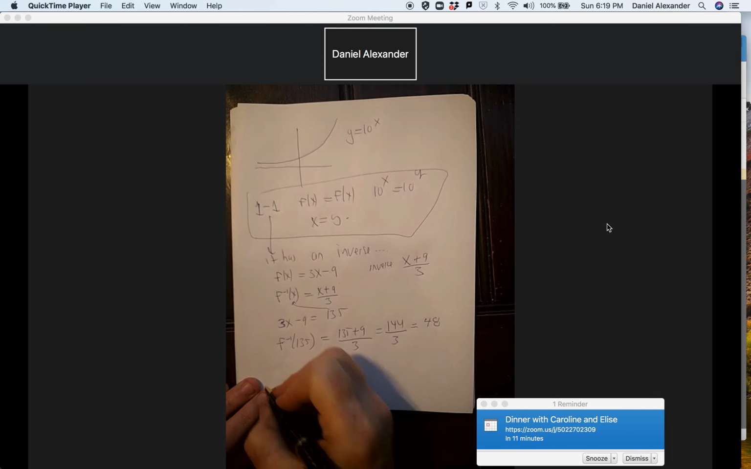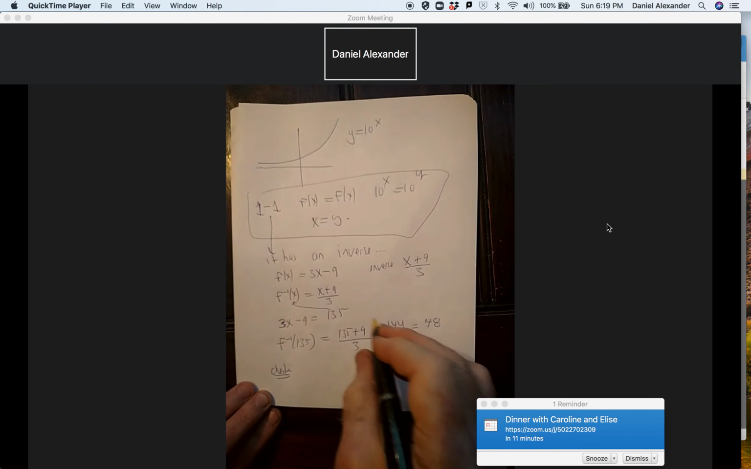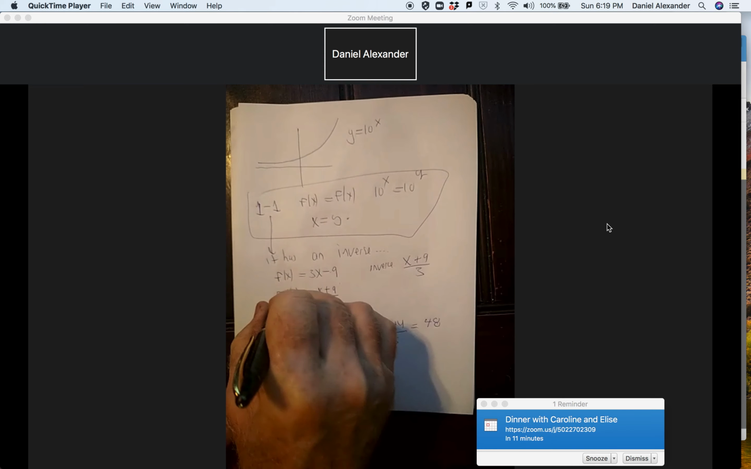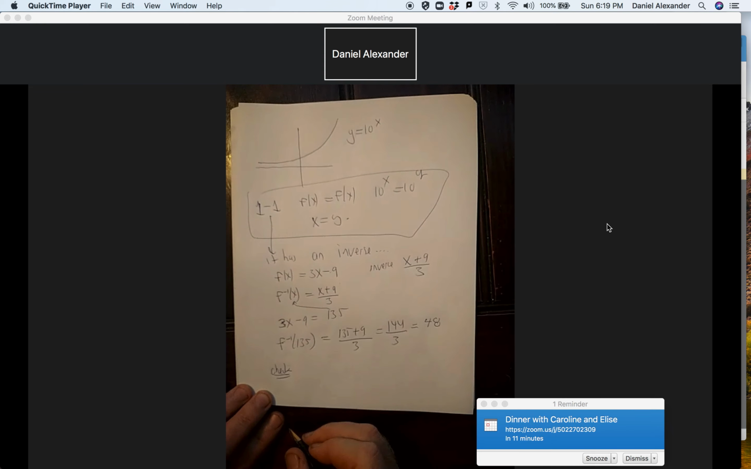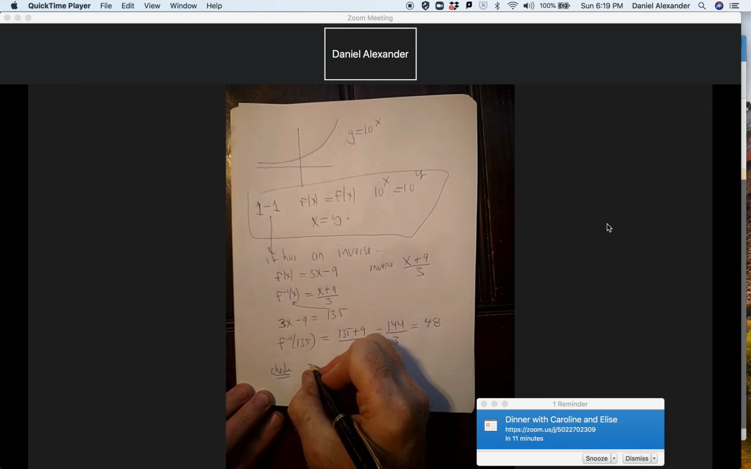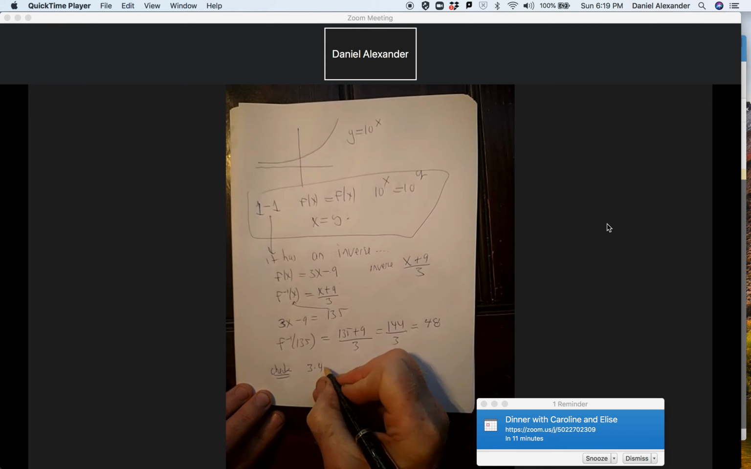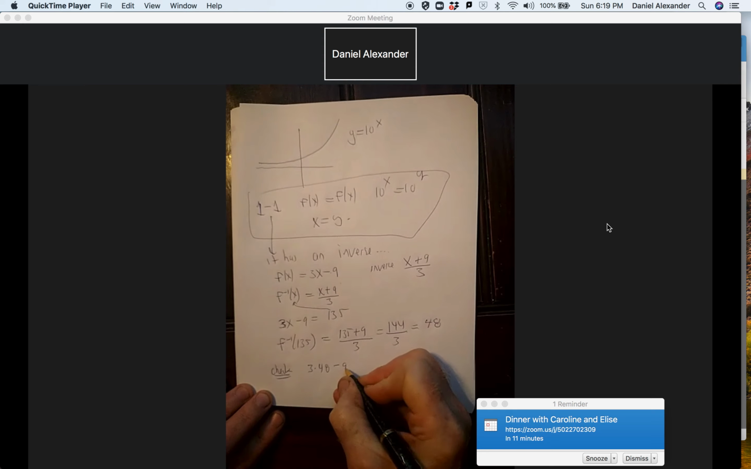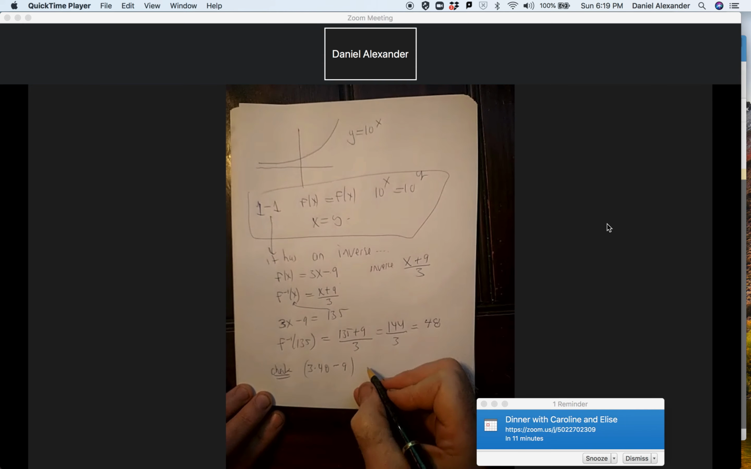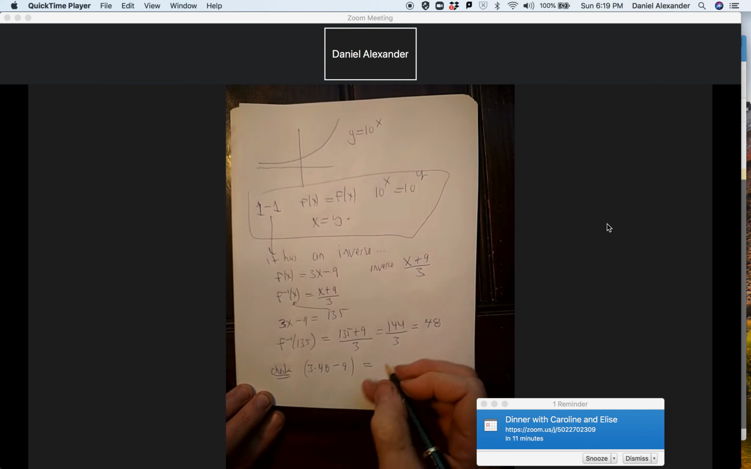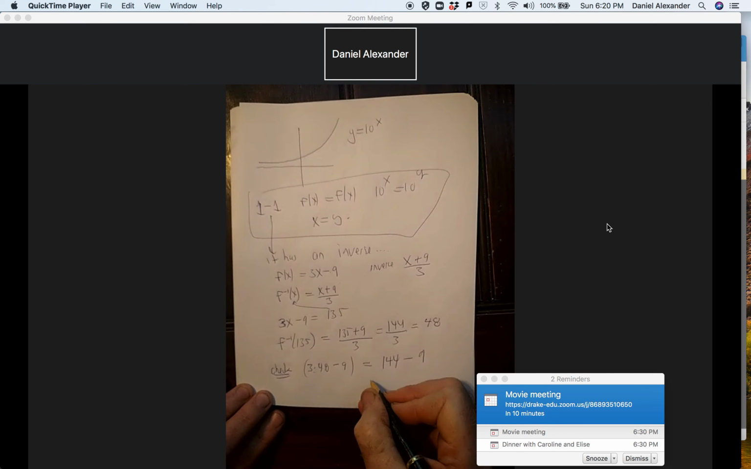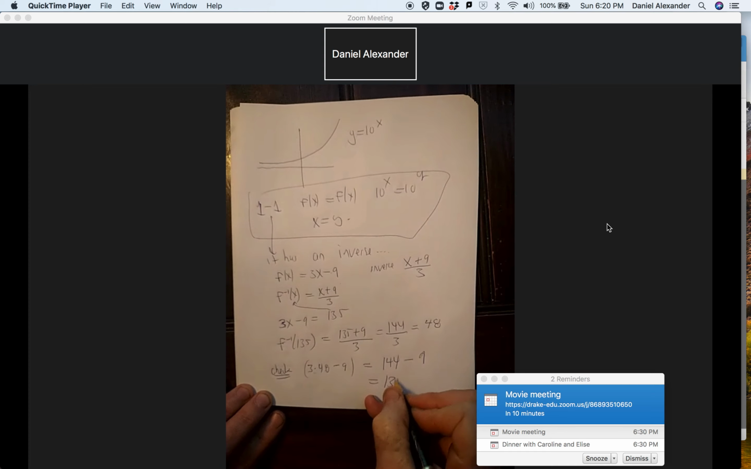Now let's check to make sure. I'm saying that plugging the answer into the inverse gives us the solution. Let's see if that's true. We do 3 times 48, and I subtract 9. I should be getting 135. Well, 3 times 48 is 144, and I subtract 9, and that's 135.